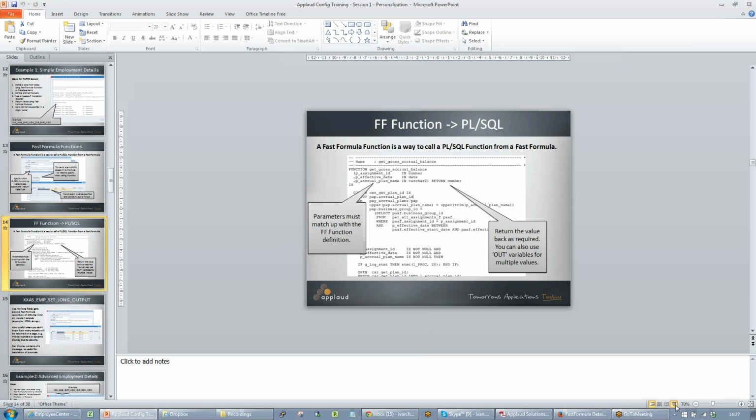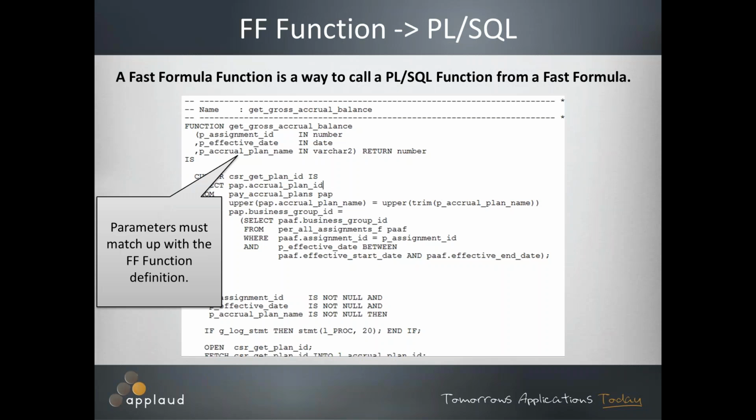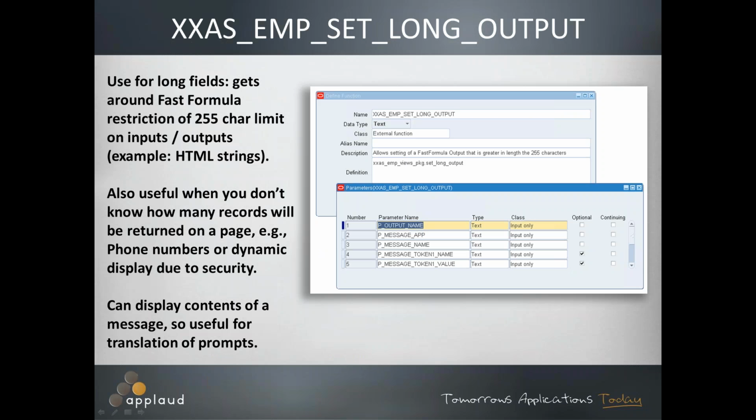So the way around that is we have a fast formula function, and I won't go through the details of this, but basically rather than passing the values as a return variable, you can pass it into this function, and the function will handle long strings. So if you see xxasmp set long output around the place, then that's why we've used it. We tend to use it on every bit of data now anyway, just to guard against long data breaking our code unexpectedly.